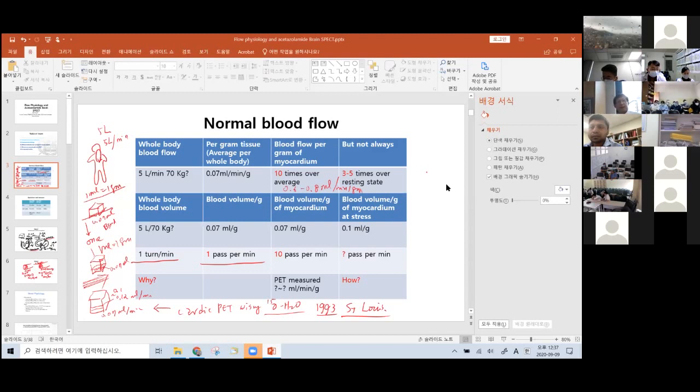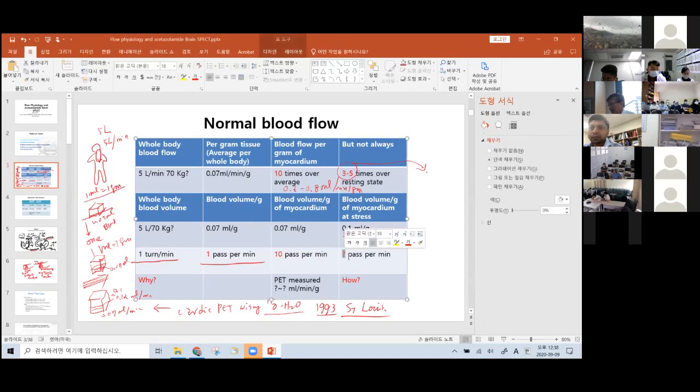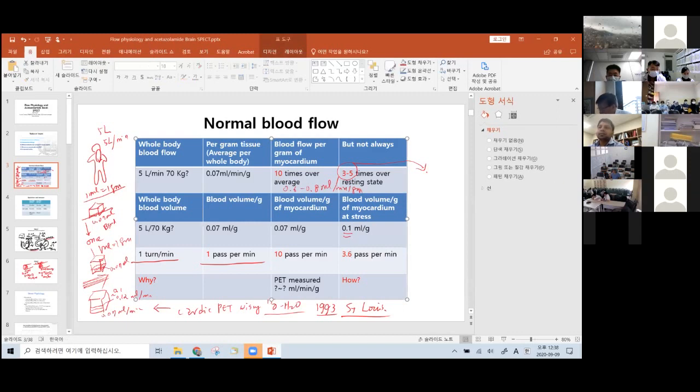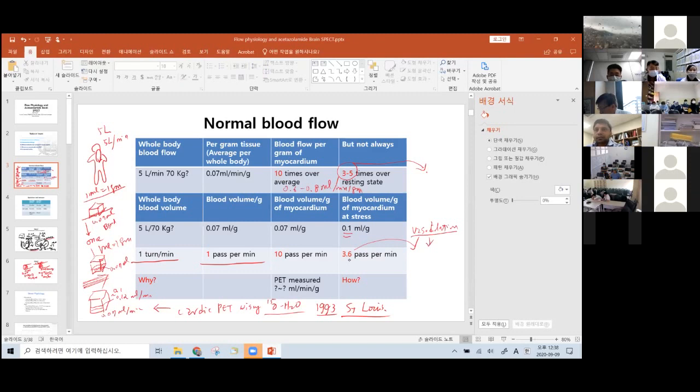And then heart rate is easily acquired by just EKG monitoring. So I could understand that 3 to 5 times blood volume here. Then how many passes per minute? It's almost 3.6. That 3.6 passes per minute is in addition to vasodilation, because of the increase of the velocity.